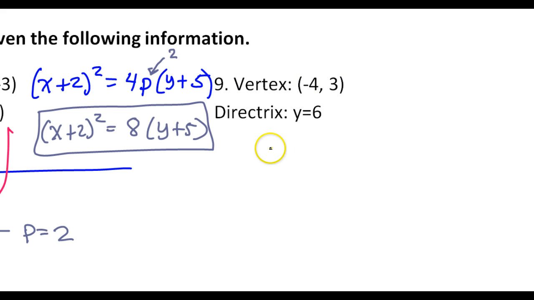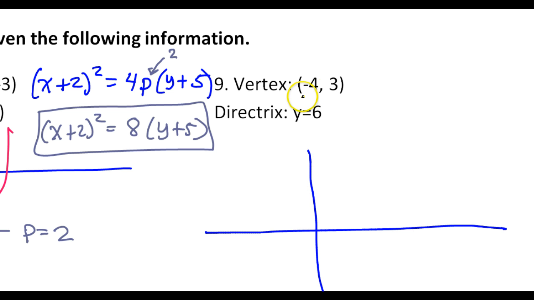All right, one more of these, number 9. And once again, make a sketch. Okay, so the vertex is at -4, 3. So here I go. 1, 2, 3, 4. 1, 2, 3. Okay, so here comes my vertex, which I always show in pink for some reason.